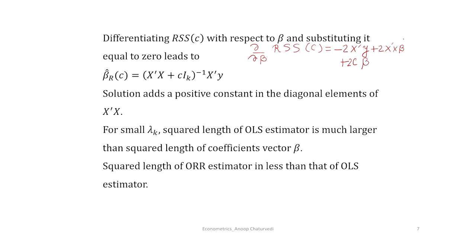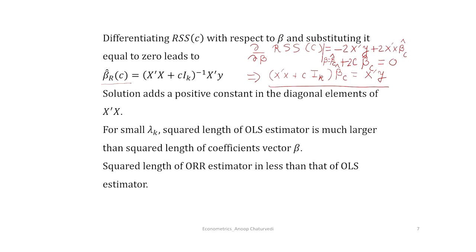And then we replace beta by beta hat c, its estimator, and we write it equal to 0. And then we solve it for beta hat c. So, this implies that (x transpose x plus c times identity matrix) beta hat c equal to x transpose y. And then we solve it for beta hat c. So, we obtain beta hat r c, just replacing this beta hat c by beta hat r c, equal to (x transpose x plus c I k) inverse x transpose y. So, this is the final expression for the ordinary ridge regression estimator or ridge regression estimator.